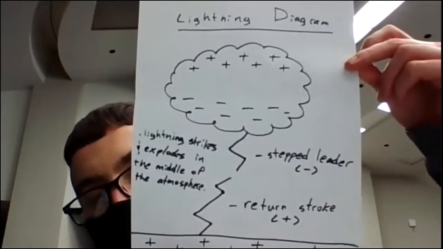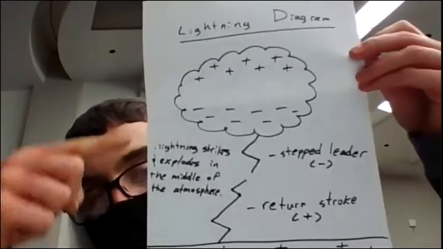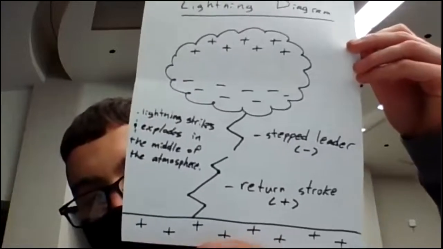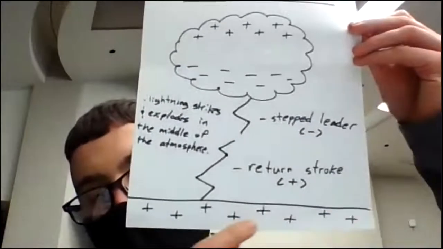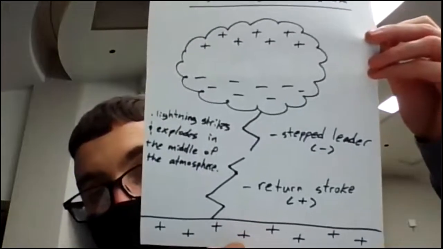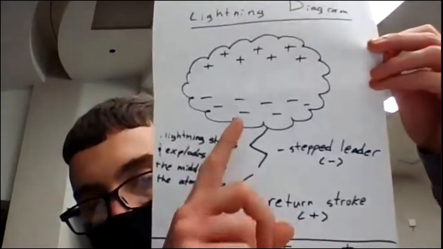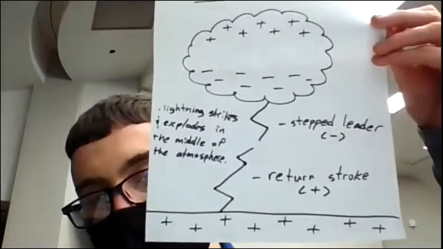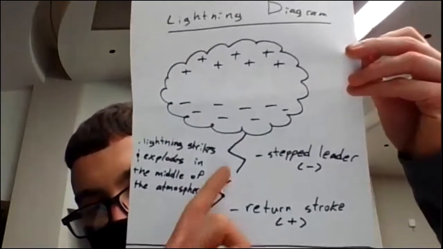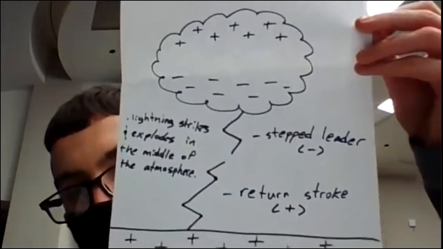I want you to draw the cloud and draw the positive charges on the top of the cloud and draw a bunch of negative charges on the bottom of the cloud. Then you're going to make the ground and draw a bunch of positive charges. Why? Because we need opposite charges to form a lightning bolt from the bottom of the cloud to the ground. So draw that and then draw two lightning bolts. Do not have them connecting.